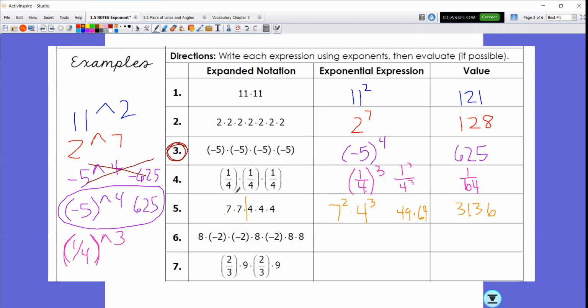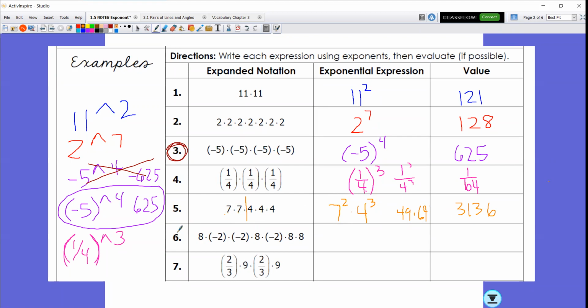And maybe right now it's like, well, it would have been just easier to type in my calculator 7 times 7 times 4 times 4 times 4, because I probably entered that many keys on my calculator when I put all of this in there. But, you know, we're just practicing. We're building up to deal with variables.